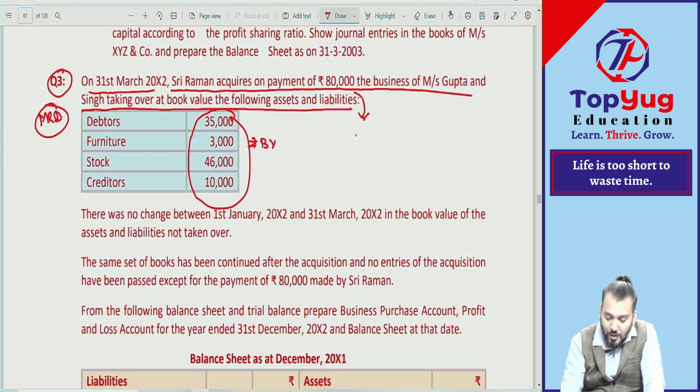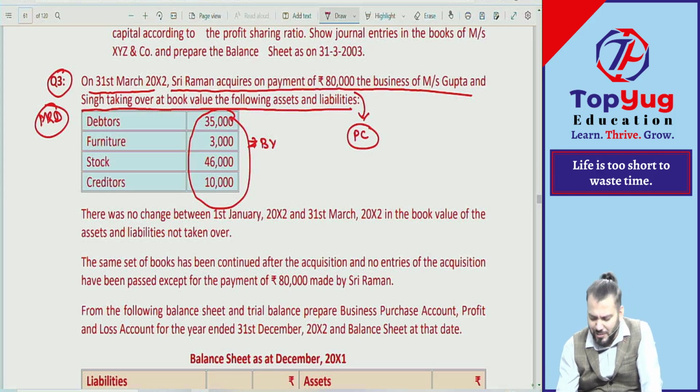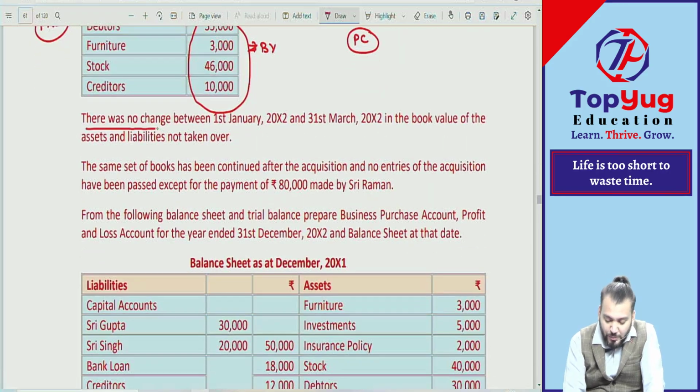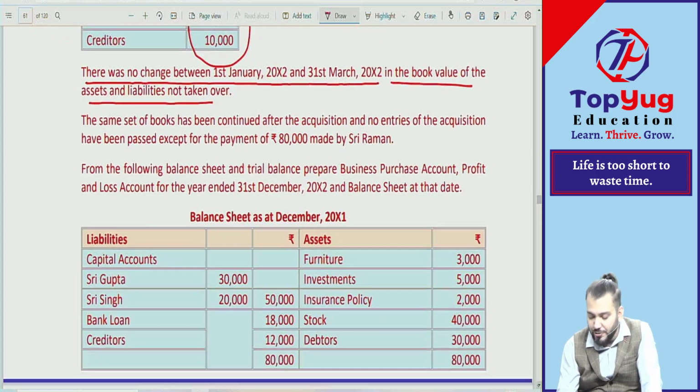So this 80,000 is what? PC, purchase consideration. Means can I say sole proprietor acquires business of Messrs Gupta and Singh? So your proprietor is acquiring. Okay, we'll do it. There was no change between 1st Jan 2002 and 31st March 2002 in the book value of assets and liability not taken over. Means assets and liability which are not taken over, the book value remains same from 1st Jan to 31st March.